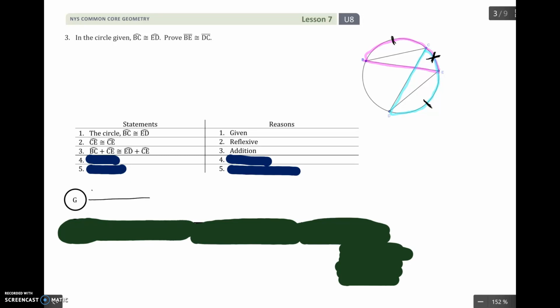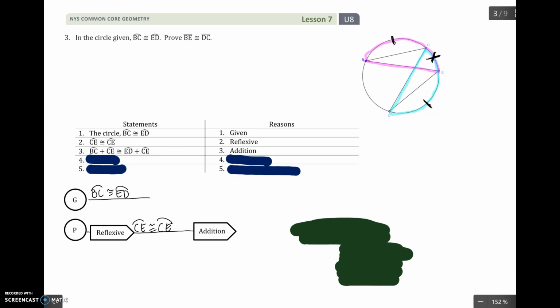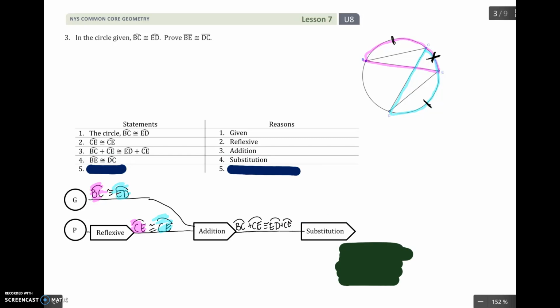So I'll take my arc BC congruent to arc ED, and the fact that I can use reflexive with arc CE, to create an addition problem. And remember, when you do addition, you're adding your left pieces and your right pieces together to make one long addition sentence. That BC plus CE would be congruent to ED plus CE, because equal things added to equal things have equal results. After that is always substitution, so I would be able to then put them together.